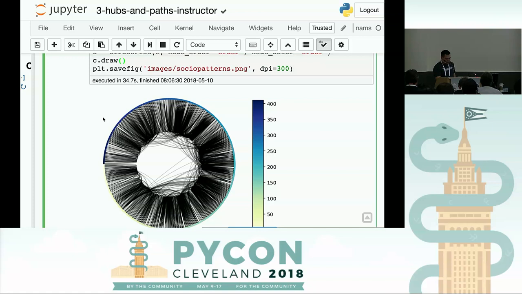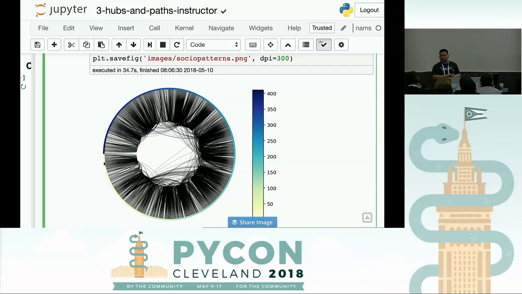So we have nodes ordered by the time that they came in, and that's their index, right, in the graph. And then we have edges that are drawn as arcs between the nodes, right? So it starts from here. The earlier nodes are at the 9 o'clock position. It goes counterclockwise back to the 9 o'clock position. All right. So, having looked at this visual, what can you tell about the interactions that happened?